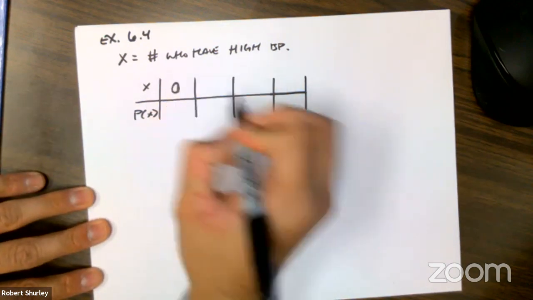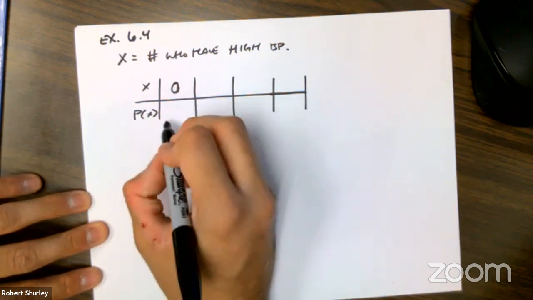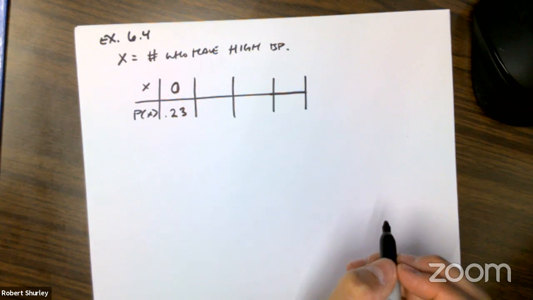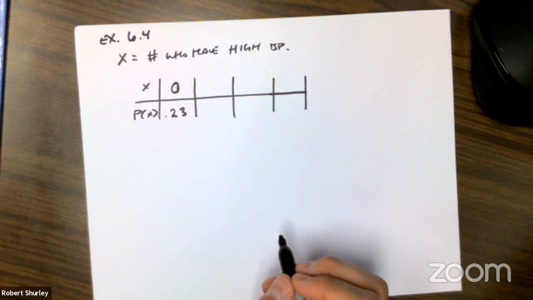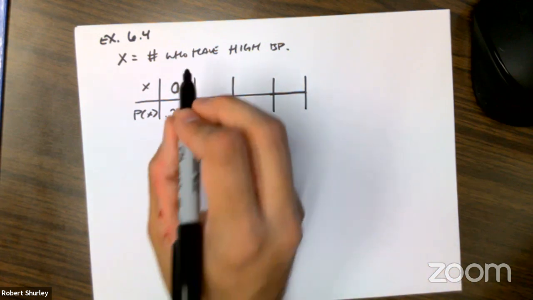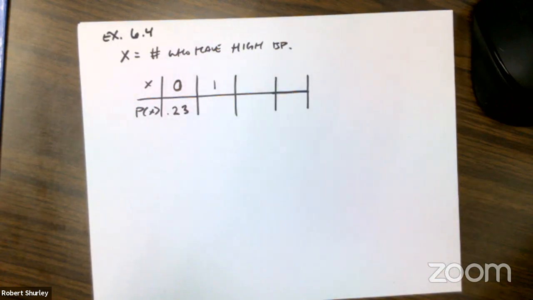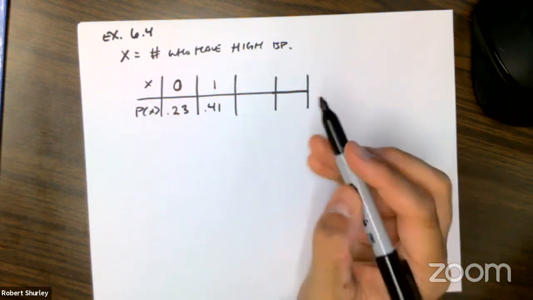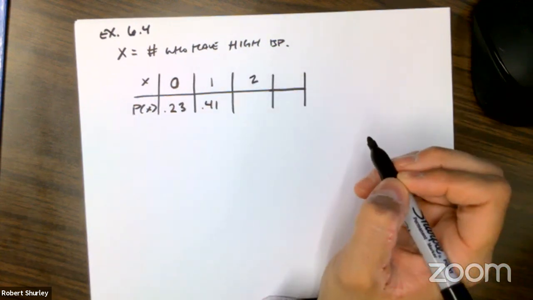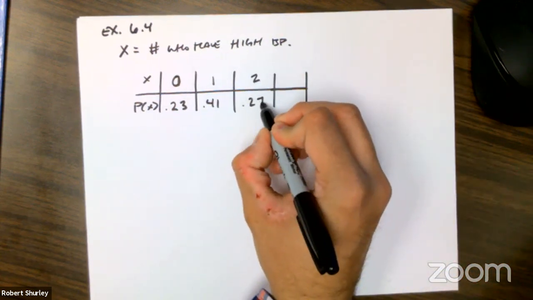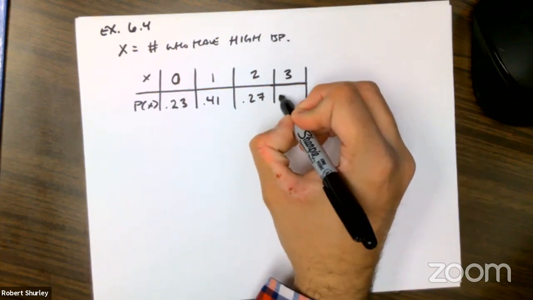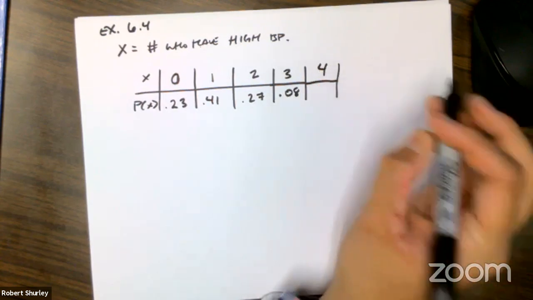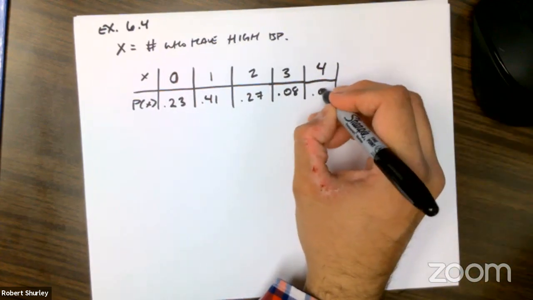Actually, I'm sorry, we have to start with 0, right? The probability that none have high blood pressure is 0.23. The probability that one and only one has high blood pressure is 0.41. The probability that 2 have high blood pressure is 0.27. 3 is 0.08. Now, the probability that all 4 do is 0.01.